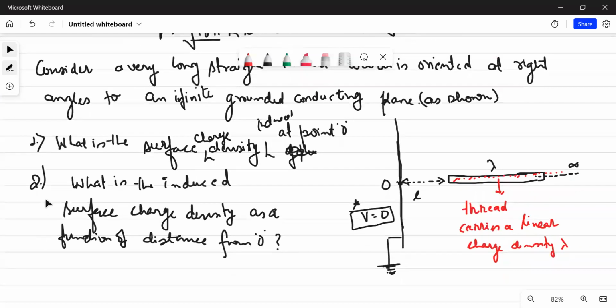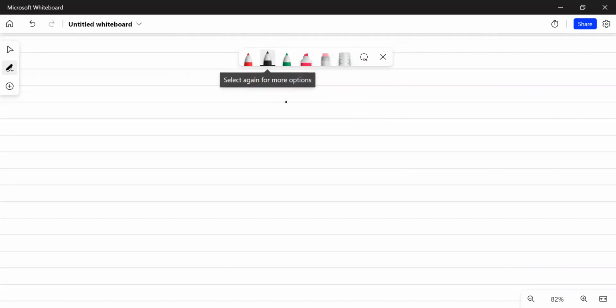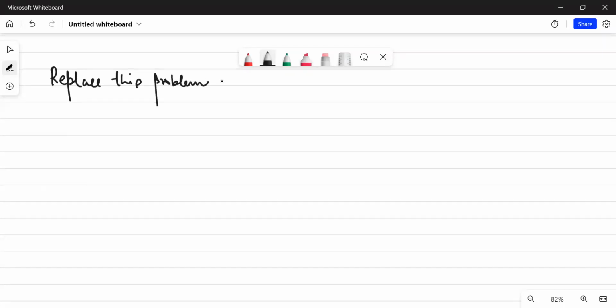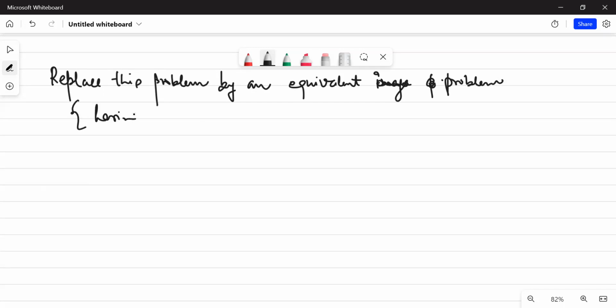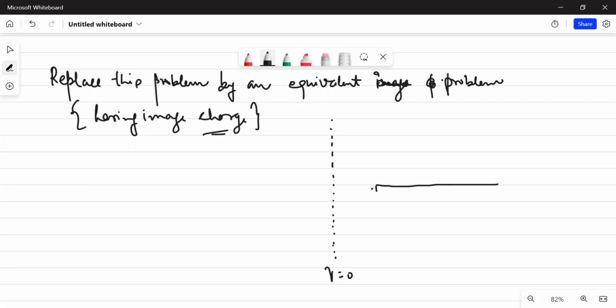Okay, so let us do this one. As I mentioned, we will replace this problem by an equivalent problem having image charge. So this was my infinite grounded conducting plane. Instead of this, I will write that my potential should be zero. And how would it be zero? It would be zero by simply making an image of this infinitely long thread carrying a charge density lambda.